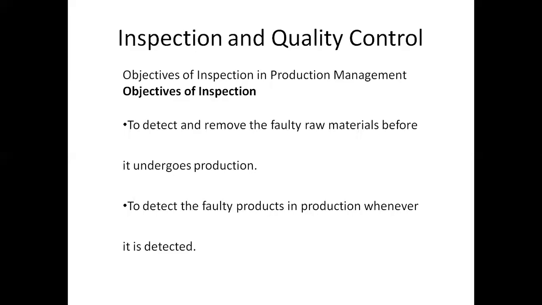Objectives of inspections in production management. Objectives of inspections: in order to detect and remove the faulty raw materials before they undergo production. Now, inspection for quality involves checking before production and checking after production. If we check before production, what does it mean? It means that when the raw materials arrive, we can check.